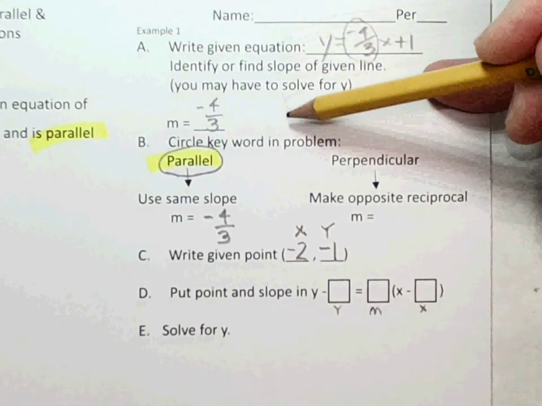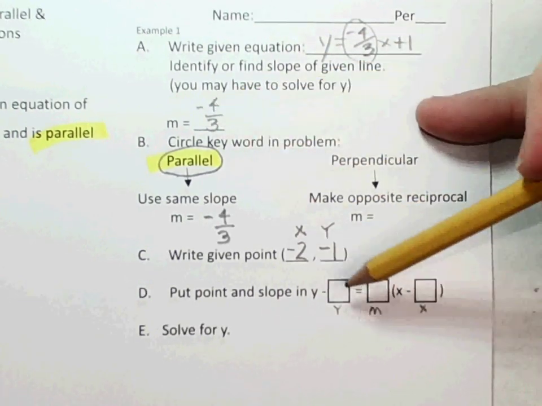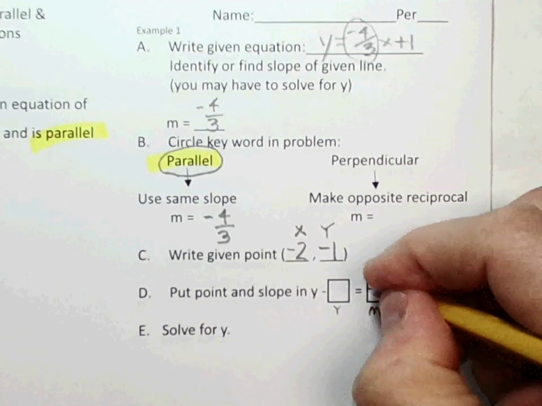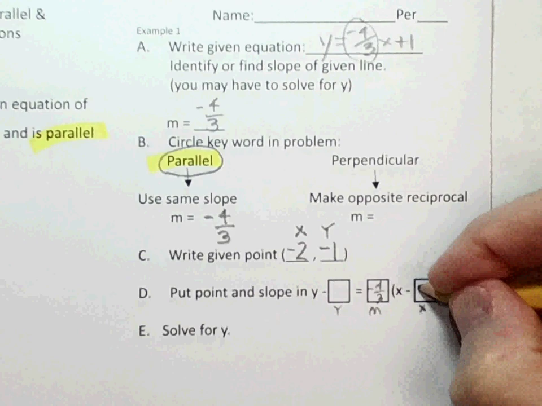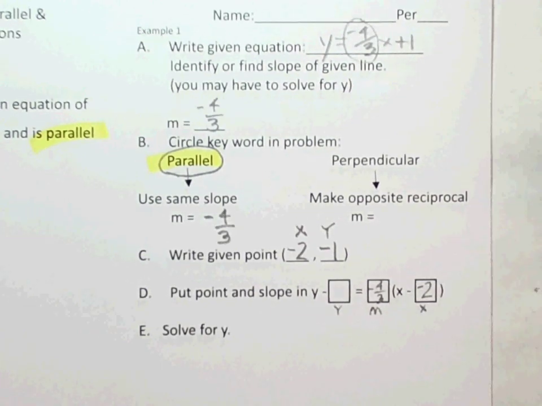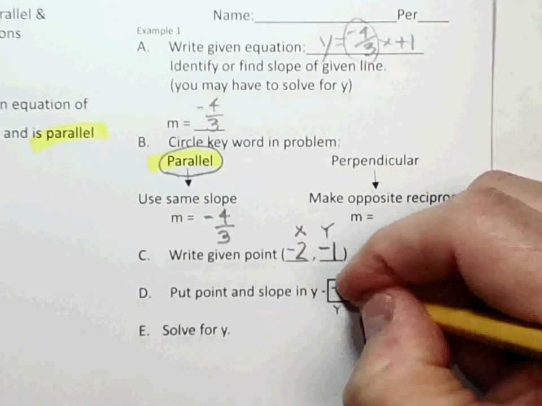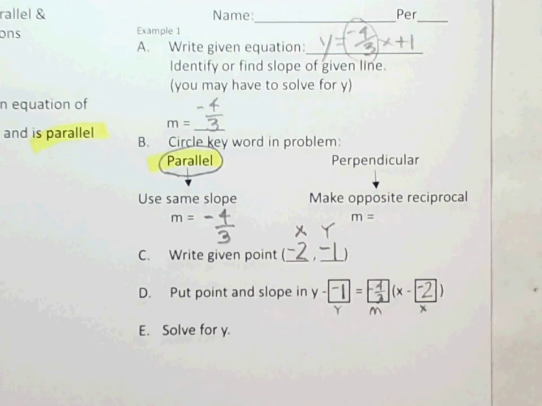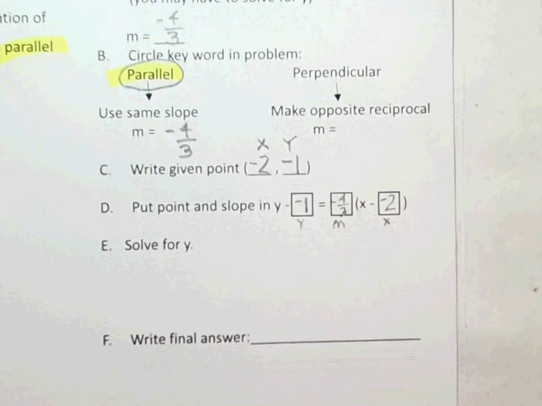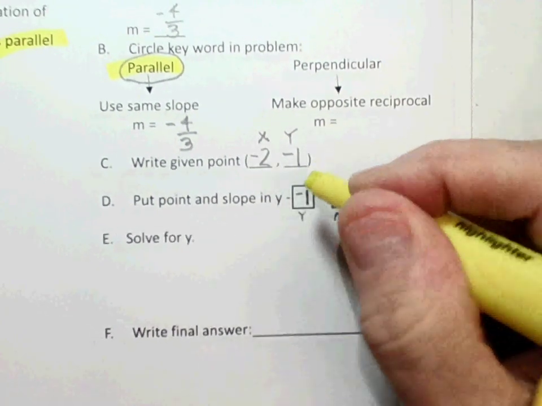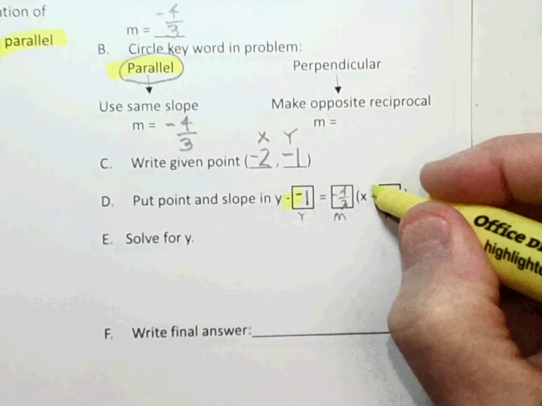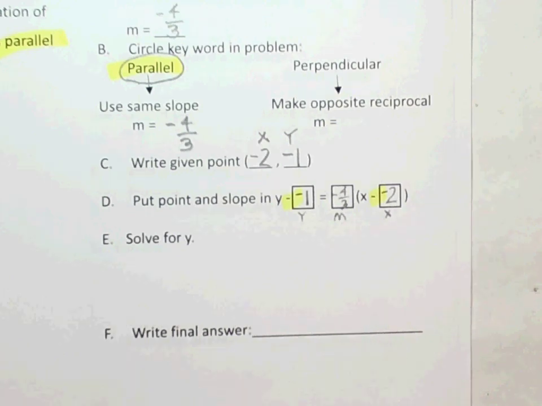So all we're going to do is look at our paper. Slope in the middle, -4/3. My x is a -2. X's go with x's. My y is a -1. Now, remember that at this particular stage, anytime you subtract a negative, please rewrite it as plus. There's a subtract a negative, there's a subtract a negative. All other times, you just leave it alone.